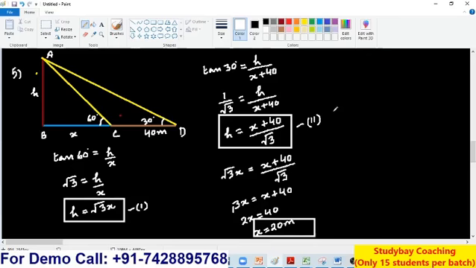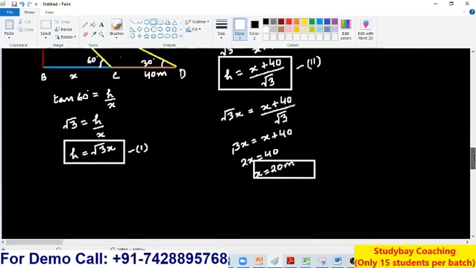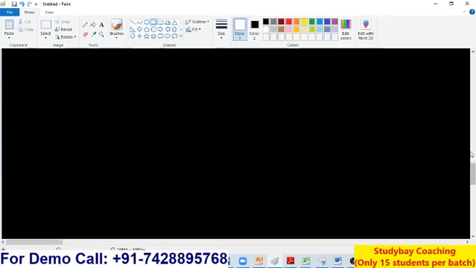Fine. Now about the H, that is the height of the tower. The width of the river is now 20 meter, and the height will be equal to H as per the first equation, that is 20 root 3 meter. Fine. So the height of the tower is 20 root 3 and the width of the river is 20 meter. So that's your final answer. Now let's move on to the next question.